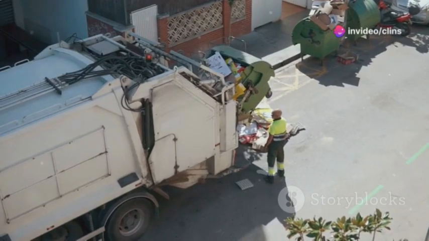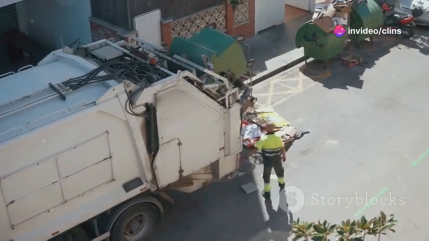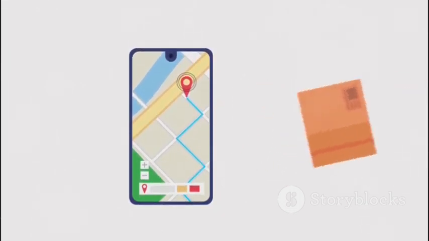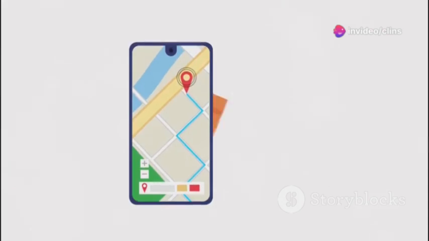Optimization techniques play a crucial role in efficient waste collection. Let's dive into a few key methods. First, route sequencing. This involves determining the optimal order for stops to minimize travel distance and time. It's like solving a puzzle where every piece must fit perfectly.